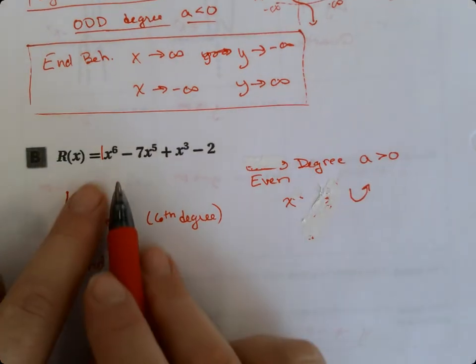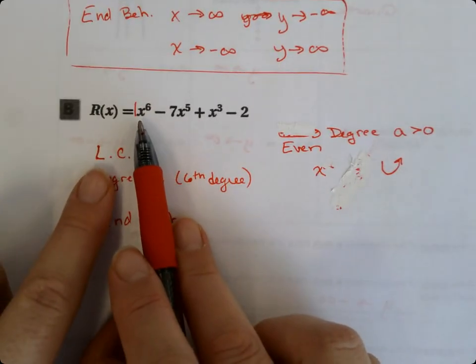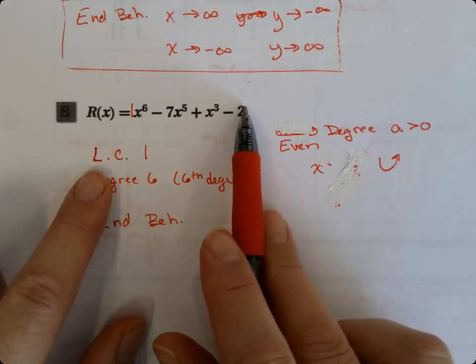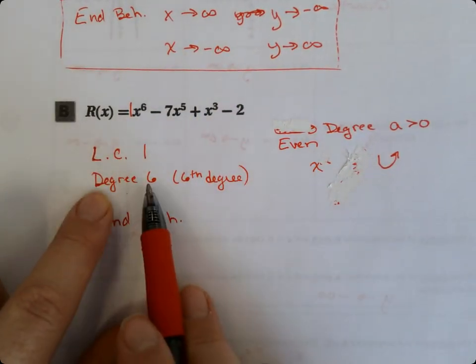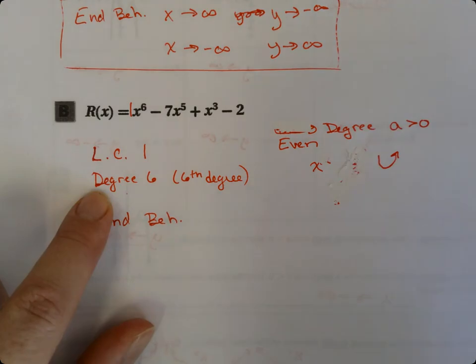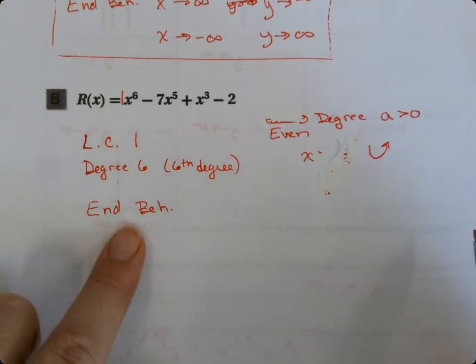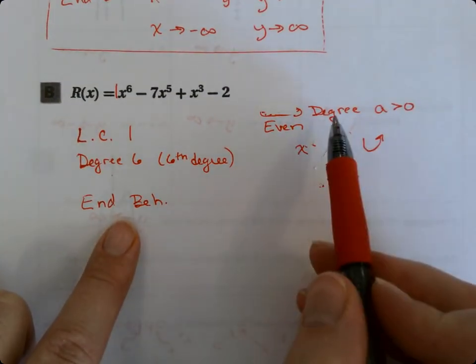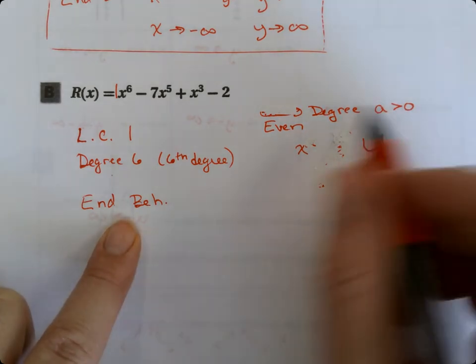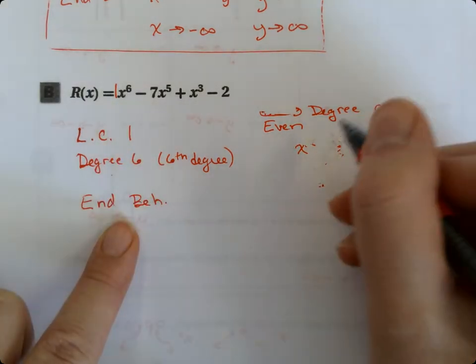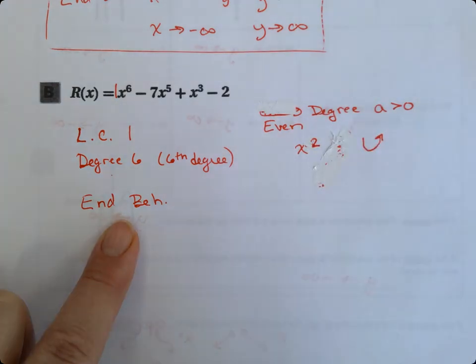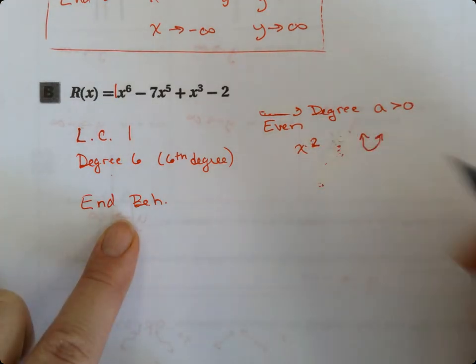All right, so I have here a degree of 6 because it's in standard form. So my leading coefficient is 1. My degree is 6. We just call it a 6th degree. We don't have a name for that we're worried about. We're going to talk about the end behaviors. Now, it is an even degree and a is greater than 0. I don't know what the degree of 6 looks like, but I do know it should have the same end behaviors as a degree of 2.